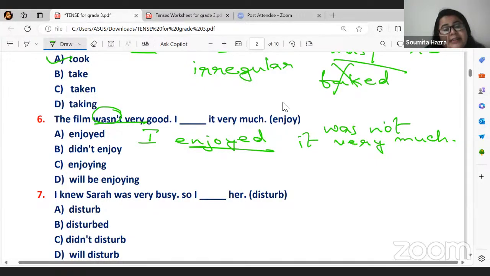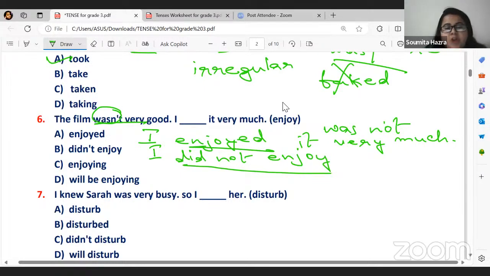I didn't enjoy, or I did not enjoy. So this is the negative. Did not enjoy. Did not gets contracted and this becomes didn't, right? So I didn't enjoy. Where do we have didn't enjoy? We have it in option number B.